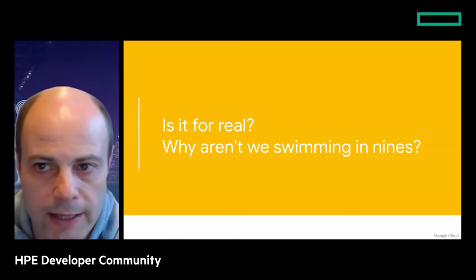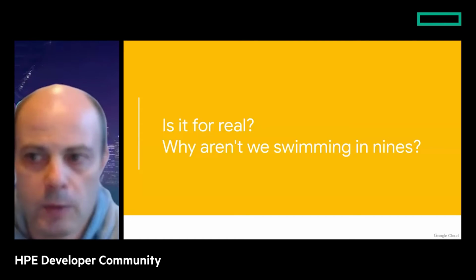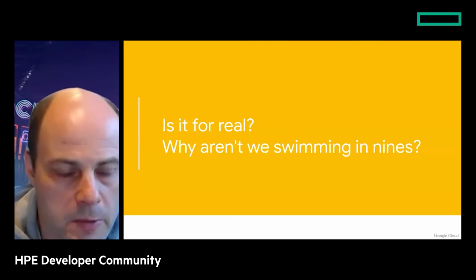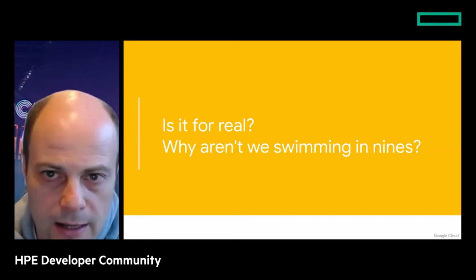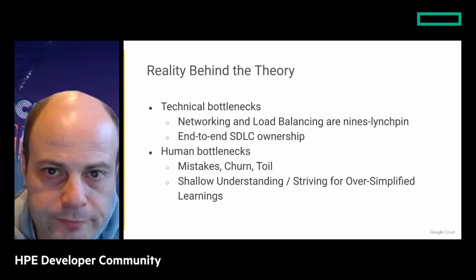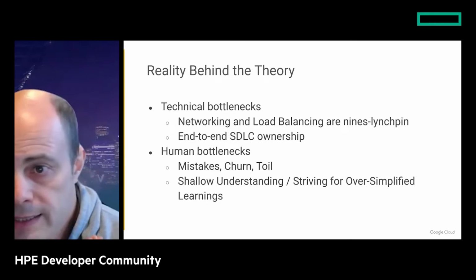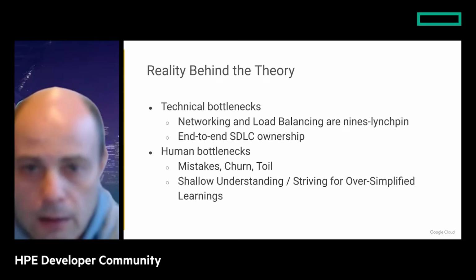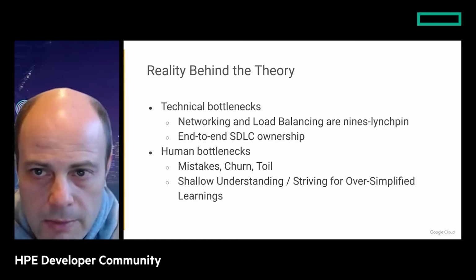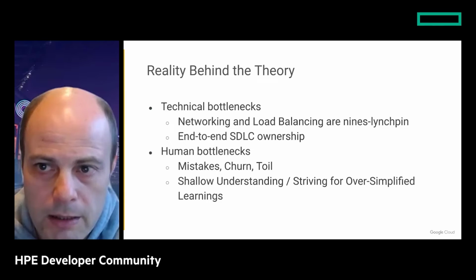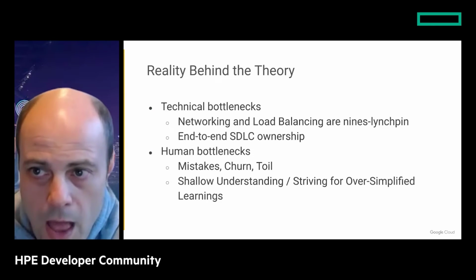Why aren't we swimming in nines? Where are those services with great endless availability? Turns out that things like network and load balancing are a bottleneck. We don't own them most of the time, and they can be big and hard to fix.